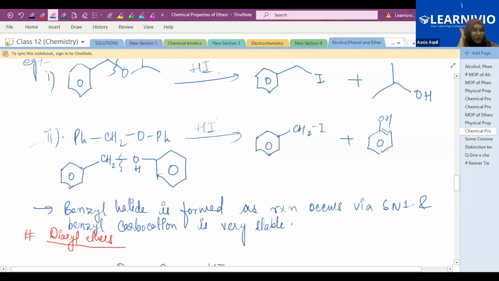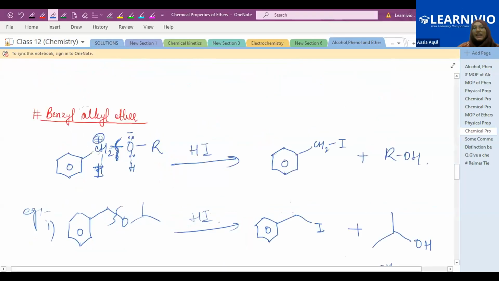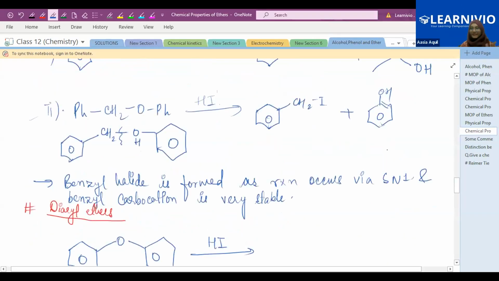So benzyl halide is formed, as the reaction occurs via SN1 and the benzyl carbocation is very stable and very reactive. That's why you prepare the benzyl halide in this type of reaction. So when you see benzyl alkyl ether, it will form benzyl halide. Benzyl carbocation is very reactive and stable, so you have to cleave the benzylic carbon and oxygen bond. Just keep this in your mind.